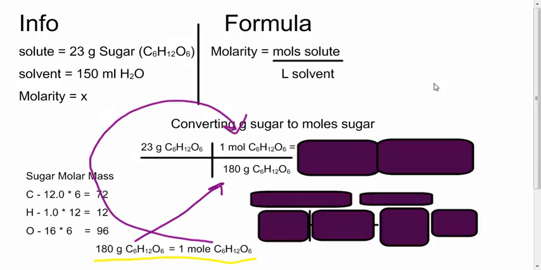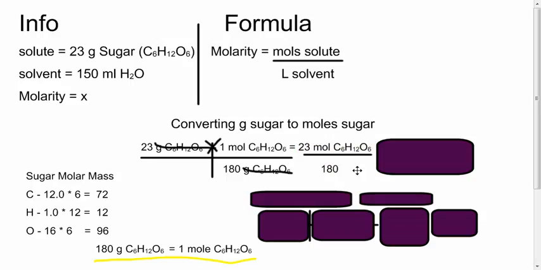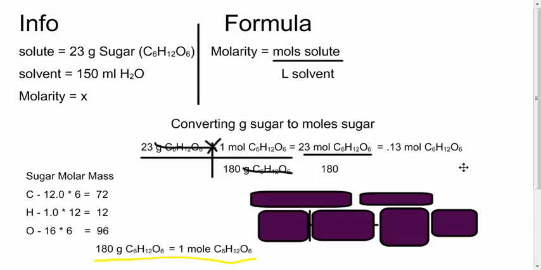All right? Now, the next thing to do is to cancel my units. So I cancel those and that, or that and that, and then I multiply across. So 23 times 1 mole gives you 23, and you just carry the 180 over, get 180. Then I'm going to do the division. 23 divided by 180 is going to be 0.13 moles sugar.